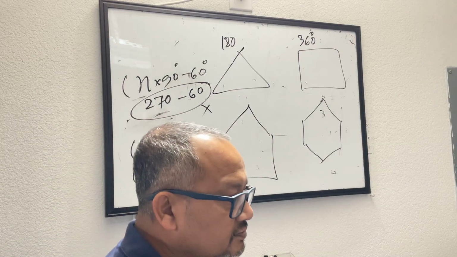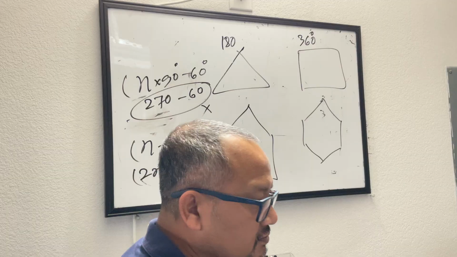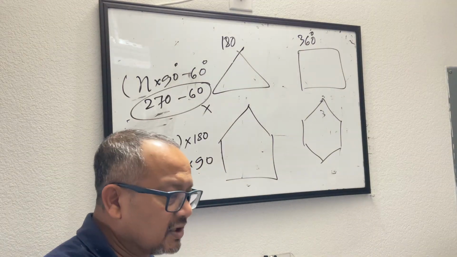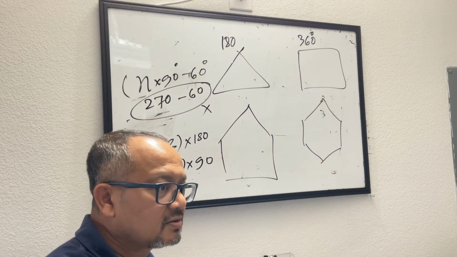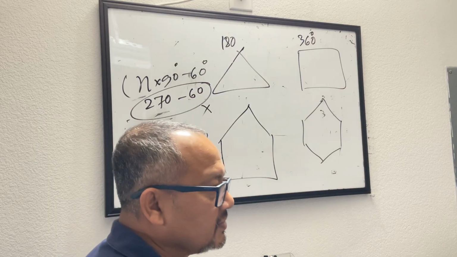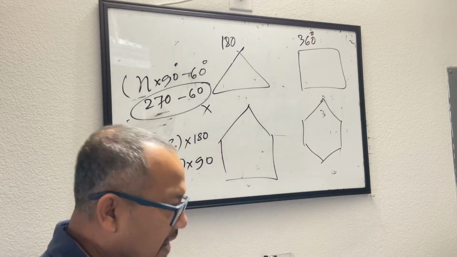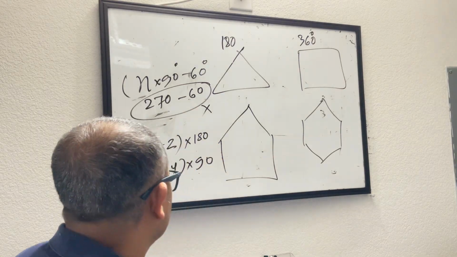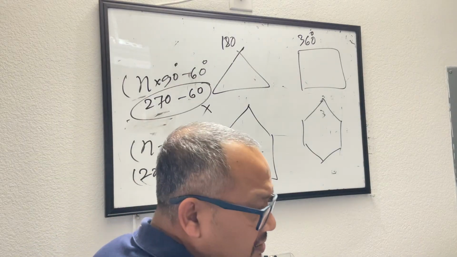Couldn't we just remember it by adding 180? No, that will not work. N represents the number of sides, or angles. It doesn't matter.